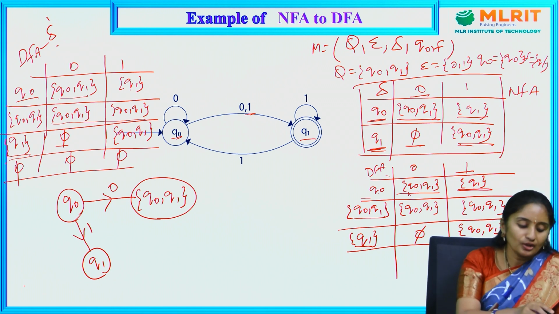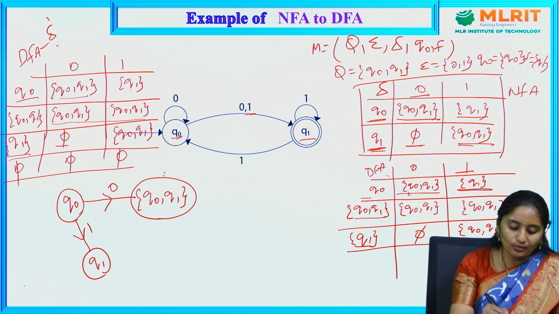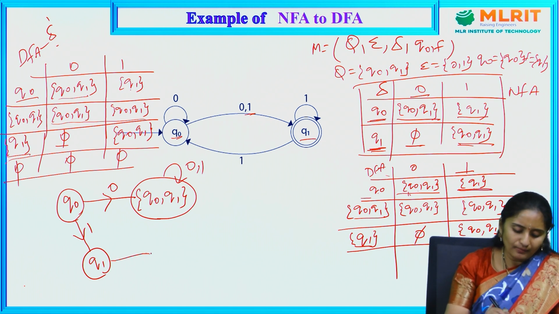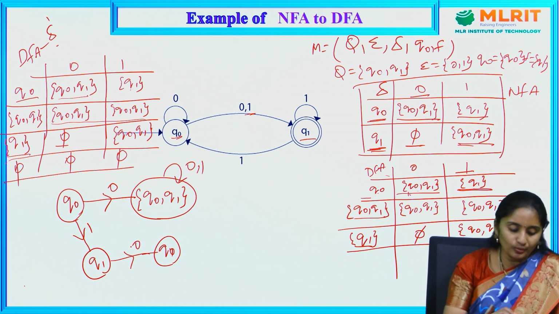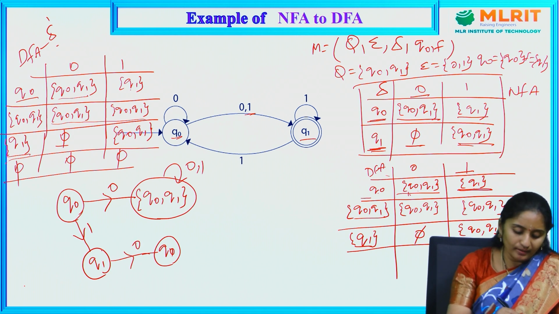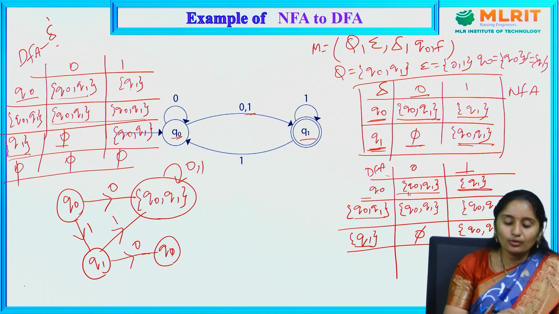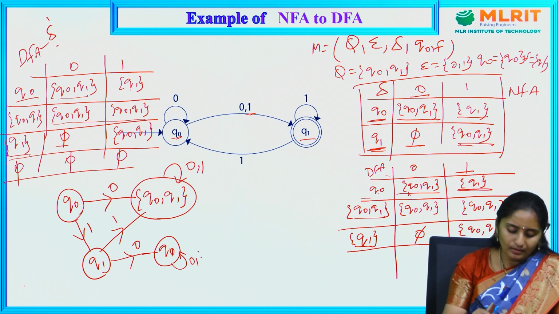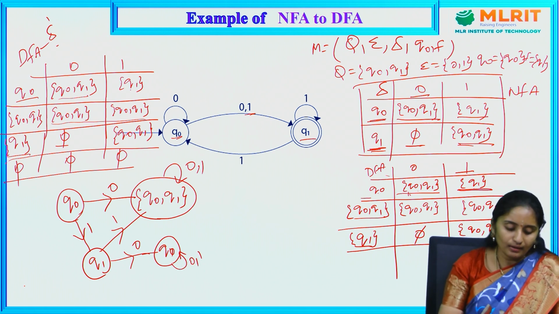Next Q0 comma Q1 on 0, it is having a self loop. Q0 comma Q1 on 1 input, it is going to itself. Okay. Next Q1 on 0, I am having Q pi. So on 0 input, it is going to Q pi. Next Q1 on 1, it is going to Q0 comma Q1. Next, what are the things I have left? Pi. Pi on 0 and 1, it goes to itself.